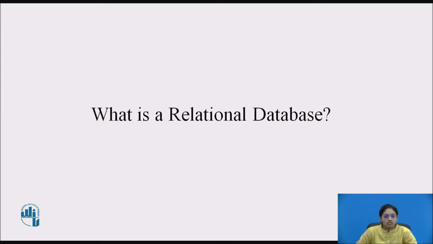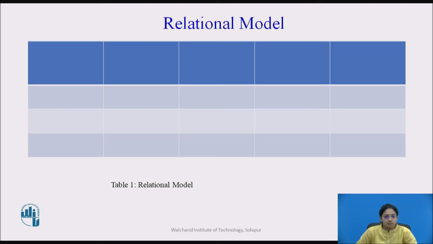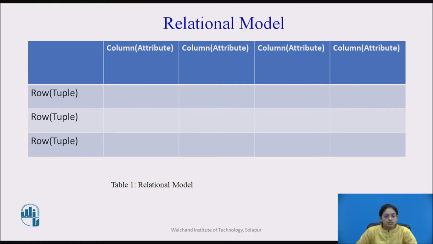What is a relational database? A relational database comprises tables. Data is stored in the form of tables. You have different columns and different rows. The data is stored systematically in the form of rows and columns in a table. Columns are called attributes and rows are called tuples.